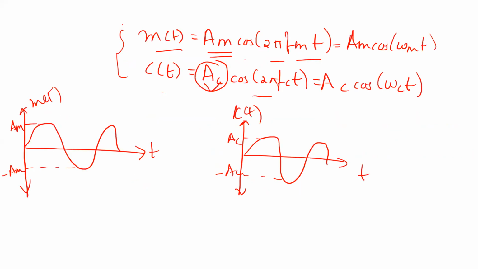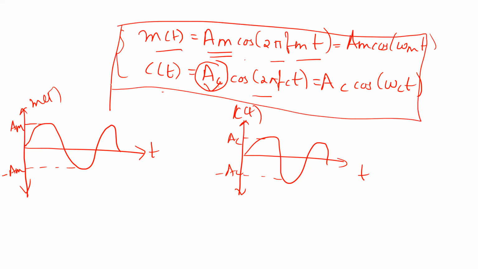Remember the standard definition of denoting m(t) and c(t). m(t) is equal to Am cos 2 pi fm t. c(t) is equal to Ac cos 2 pi fc t. The cos and sine can differ depending upon the phase.